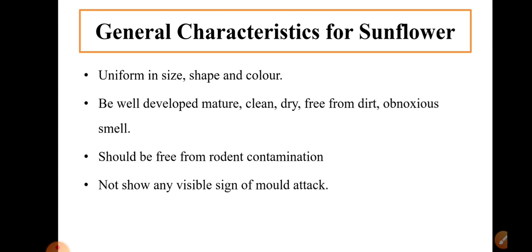Then what are the general characteristics required for sunflower? Your sunflower should be uniform in size, shape and color. It should be well developed, well matured, dry and free from any kind of foreign matter. It should be free from rodent contamination, and free from any pest, insect or disease, or live parts or even fungus. There should be no visible sign of any pest and disease attacks.